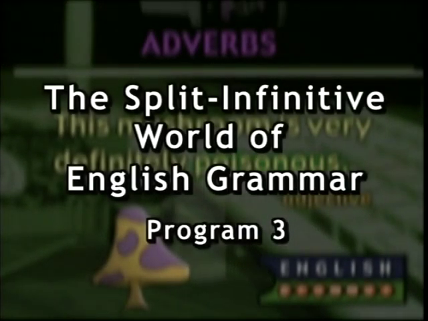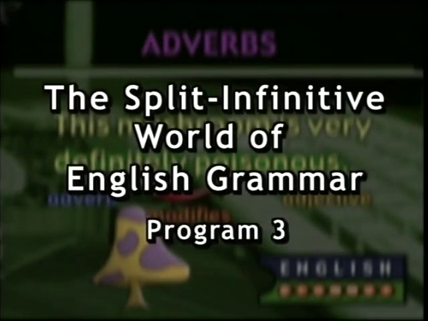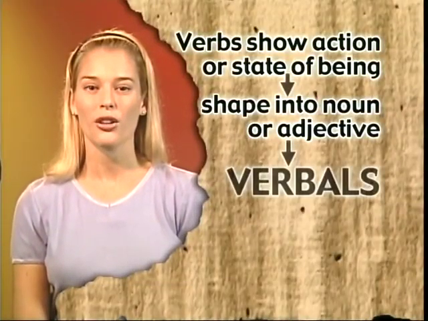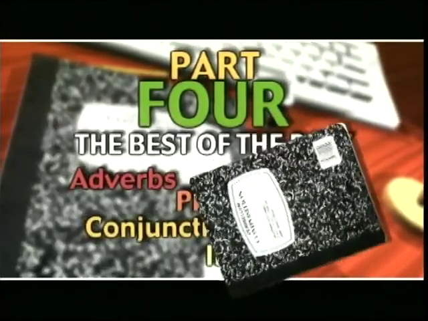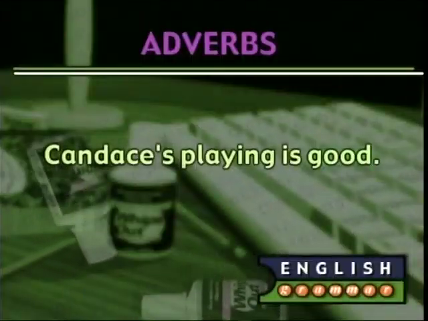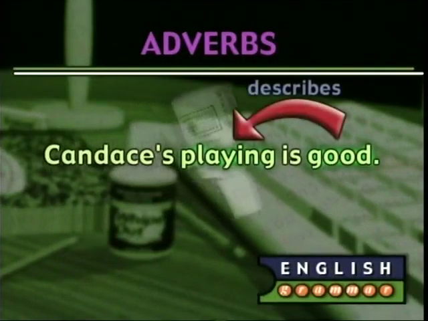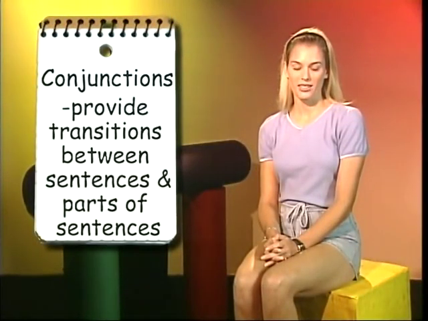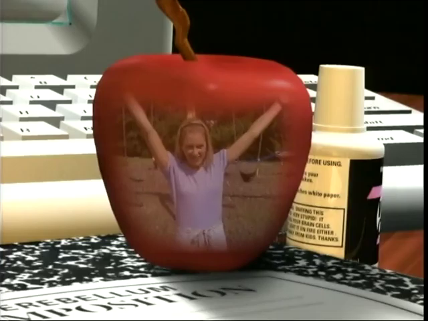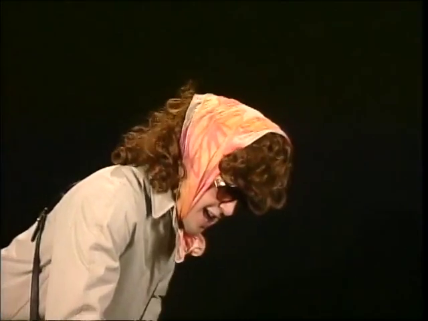On the split infinitive world of English Grammar Program 3, we'll start off by explaining verbals, which are verb forms that function as some other type of speech in a sentence. Next, we'll introduce you to 4 parts of speech: adverbs, which describe verbs, adjectives, and other adverbs; prepositions, which show relationships between other words; conjunctions, which provide transitions within sentences; and interjections, which are words that express emotion or surprise.